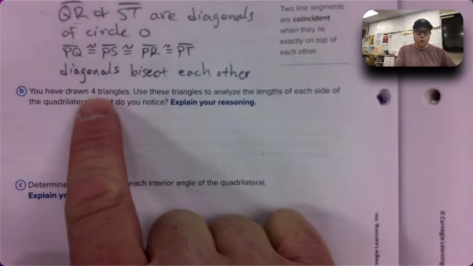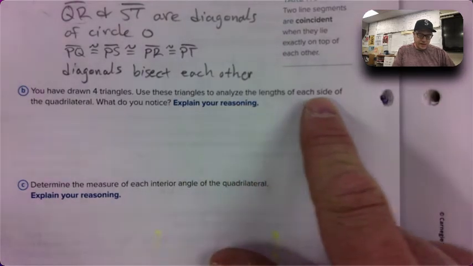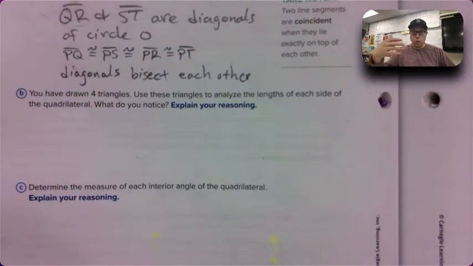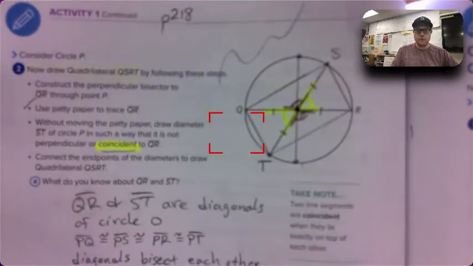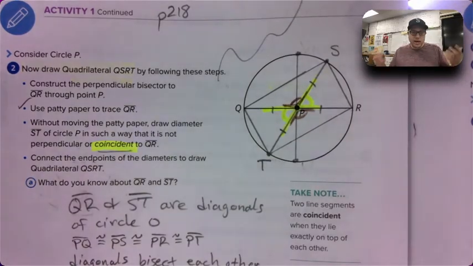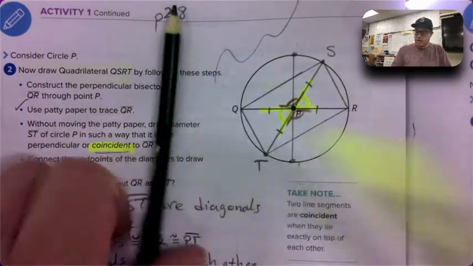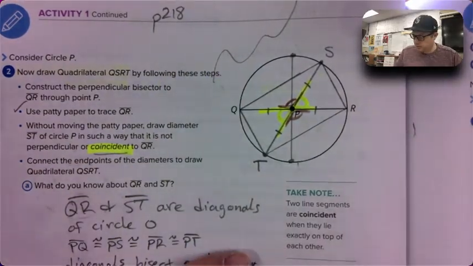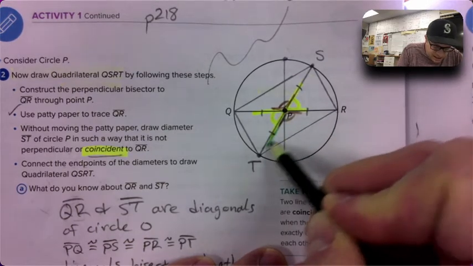You have drawn 4 triangles. Use these triangles to analyze the lengths of each side of the quadrilateral. What did you notice? In order to do that, sorry, a little zooming, autofocus here. We've got 4 triangles in this shape. Let me go ahead and just color them in. If you have color pencils or highlighters, whatever you're using, color pencils might be good for right now. I'm going to color in this triangle right here, RPT.